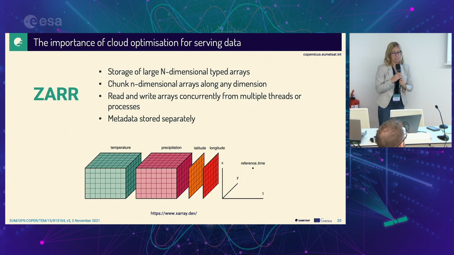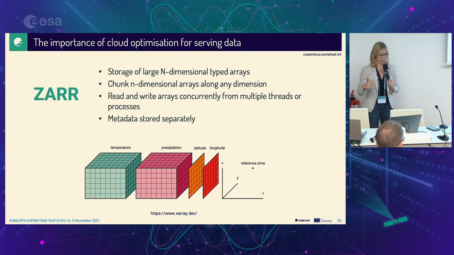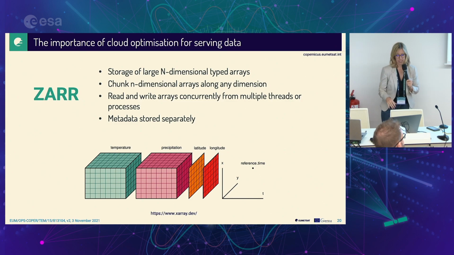Zarr is a storage format that allows to store large n-dimensional typed arrays. It chunks the arrays in n-dimensional parts along any dimension, so even beyond 3 dimensions, it allows to chunk data quite efficiently. It reads and writes arrays concurrently from multiple threads and processes, and one of the drawbacks of Zarr is that it stores the metadata separately, so it can quite blow up the Zarr data format compared to cloud optimized GeoTIFFs.